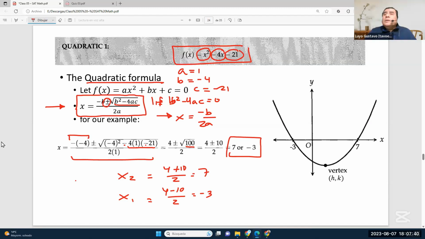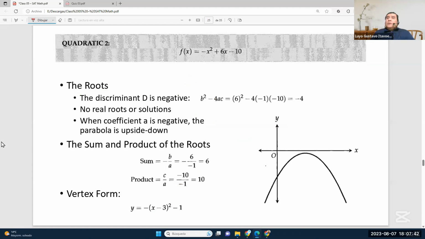All right. So let's continue. Another example. If we have this quadratic equation, negative x squared plus 6x minus 10, what are the roots? Well, in this case, if we calculate the discriminant, that is this expression with the values A equal negative 1, B equals 6, and C equals negative 10, B squared minus 4 times A times C yields a negative value. This means that there are no real roots or solutions.